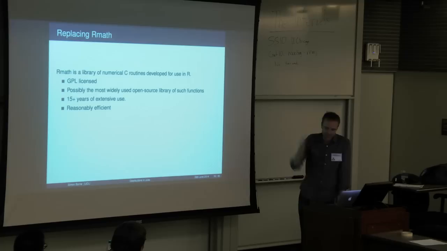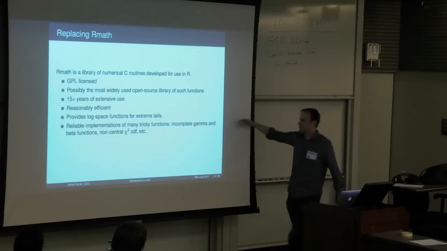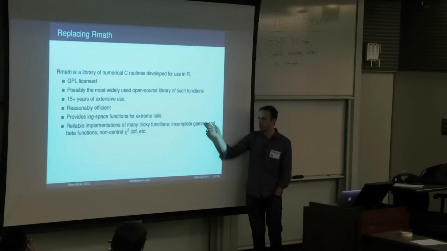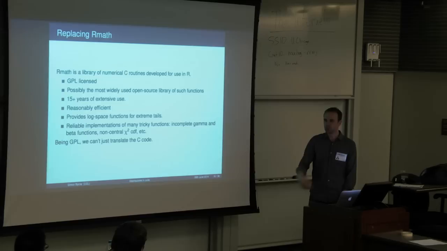And as I said, it provides these log space functions for extreme tails, which not many other libraries provide, which can be very useful in certain circumstances. And they tend to be fairly reliable and have had a lot of checking over various domains to see if they work. Particularly these incomplete gamma and beta functions and all these funny ones which people often overlook. However, being GPL, we can't just translate the C code to Julia for licensing reasons.